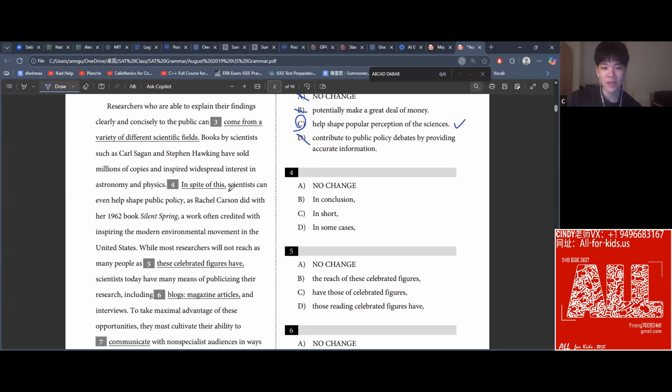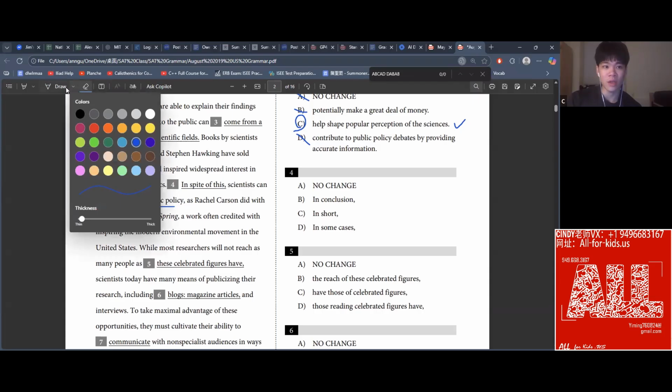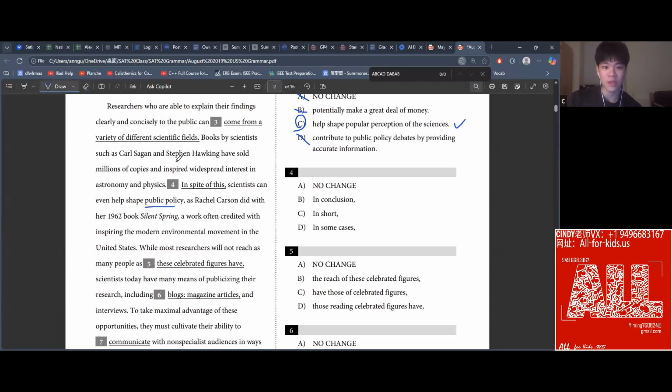Next: "inspire the scientists, can even help shape public policy." Okay, so "in spite of this", in spite of what? This is not in spite, right? The relationship between this sentence and this sentence is in addition. This one tells you reason one, they can spread interest, and this one says they can even do this. So that's in addition to one, it can also do two. So it's not "in spite of," because in spite would be opposite, right?